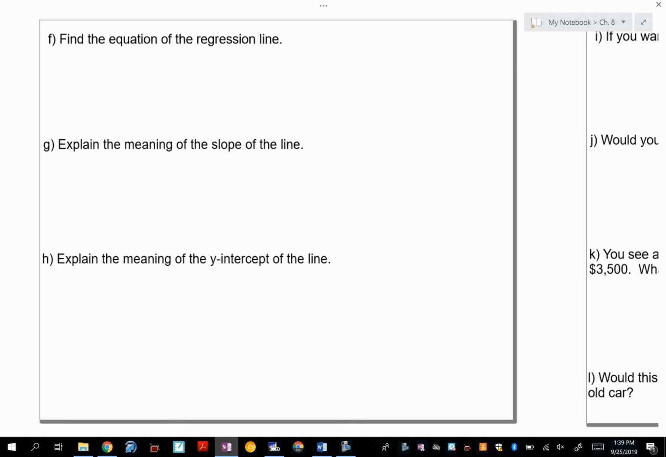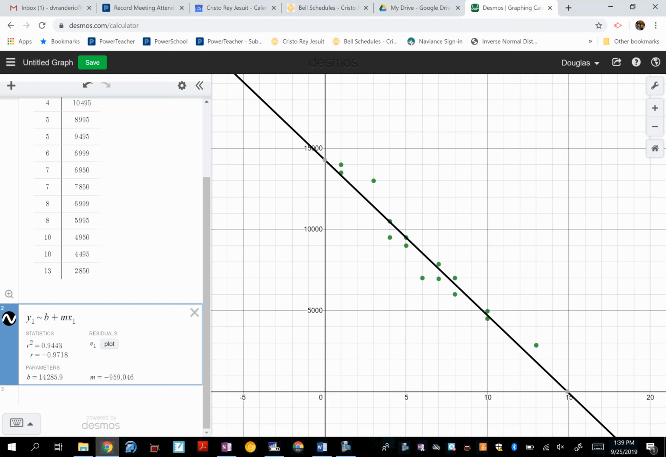F. Let's write down the equation. Our Y value was price, so this is going to be price hat. Make sure you put price with a hat. You're saying the predicted price is equal to. Now here's where you have options. You can write the intercept first or the slope first. I don't care. Since I did the intercept first on my Desmos, I'm going to write that first.